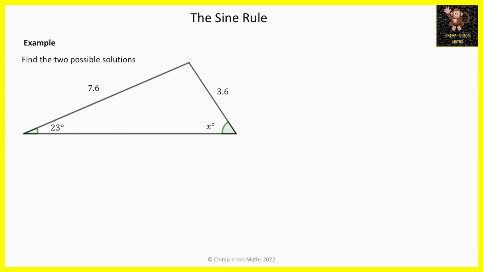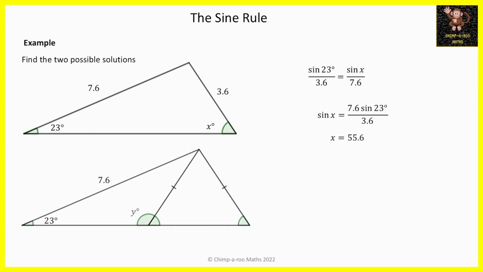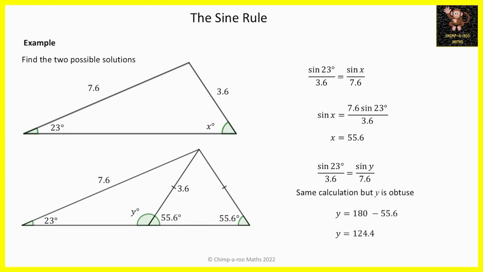So let's see what that means in this example. We've got this triangle here, finding x, and we get x to be 55.6. However, we also found that sine y was equal to that amount, and we can see that here in this diagram. It's the same case, but because y is obtuse, as that's an isosceles triangle, y must be 180 minus x, so y is 124.4 degrees.